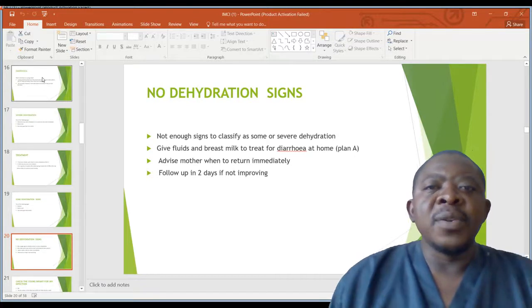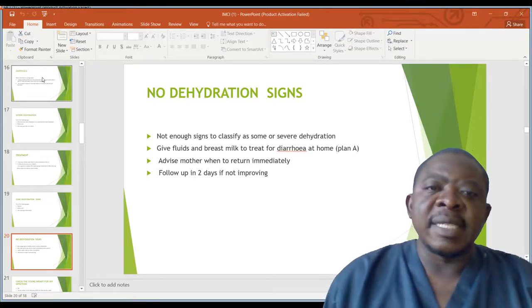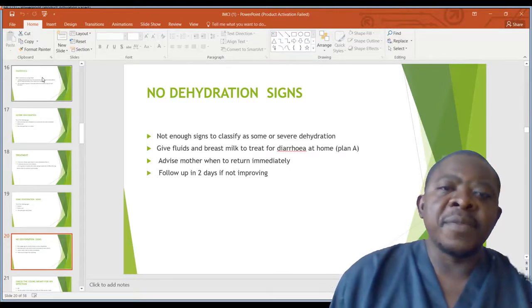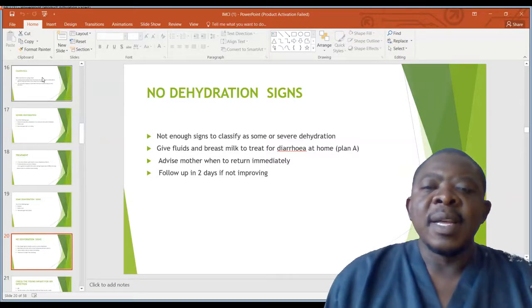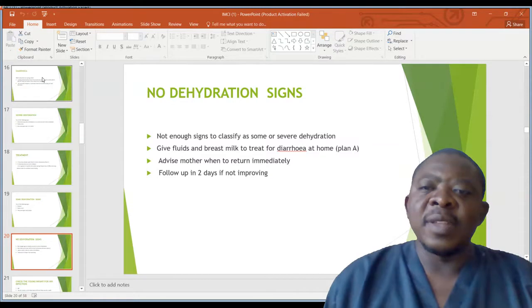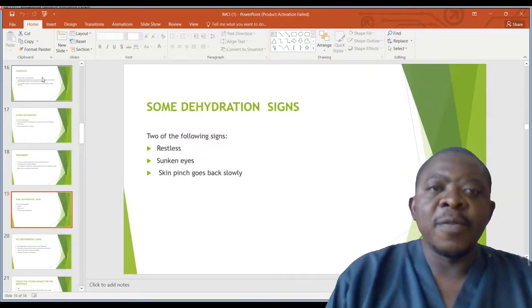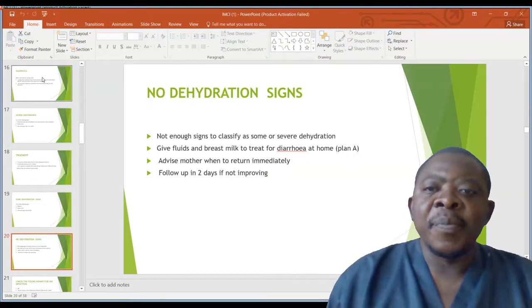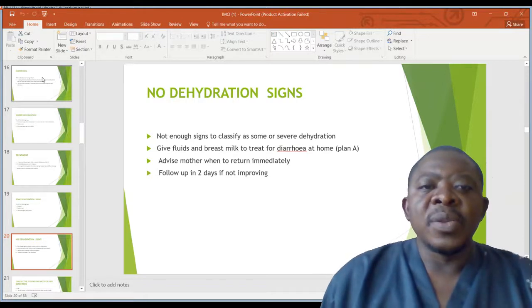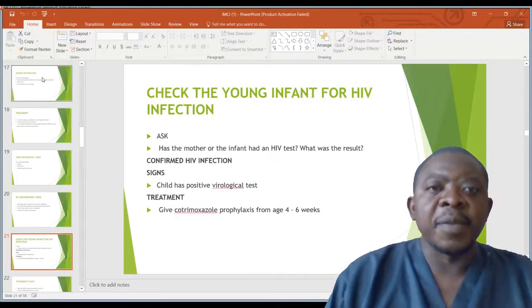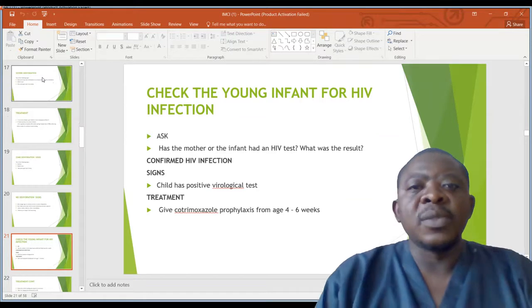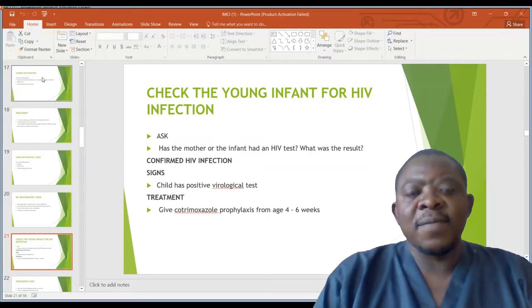Then for no dehydration, where there are not enough signs to classify as some or severe dehydration, you give fluids and breast milk to treat for diarrhea at home. And for this one, you are going to use plan A. So plan B will be for some dehydration, then plan A will be for no dehydration. Then you can also advise the mother when to return immediately and follow up in 2 days if not improving.